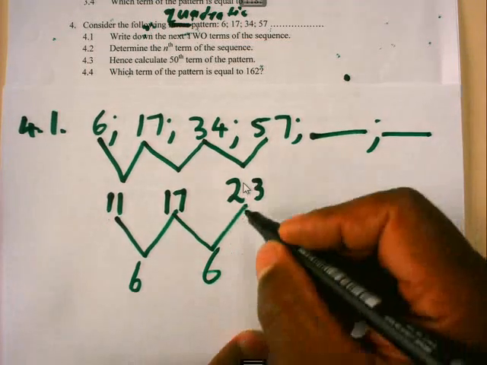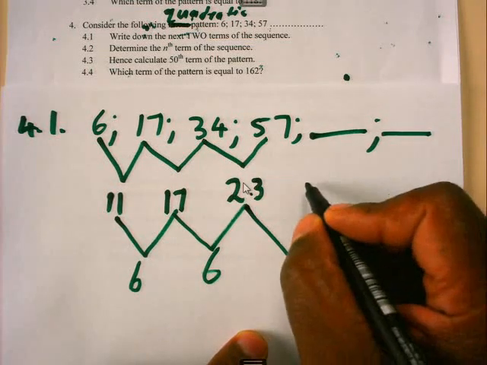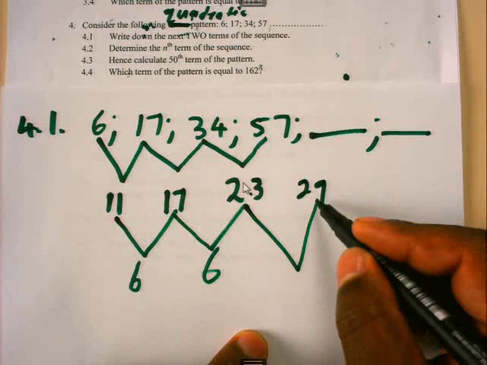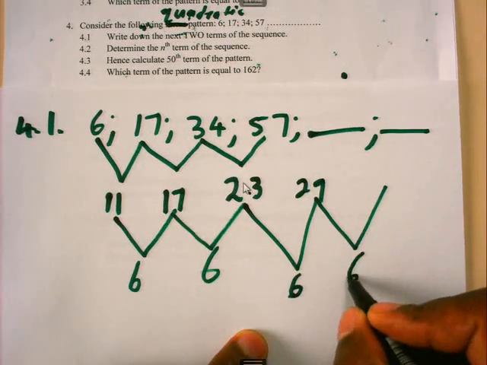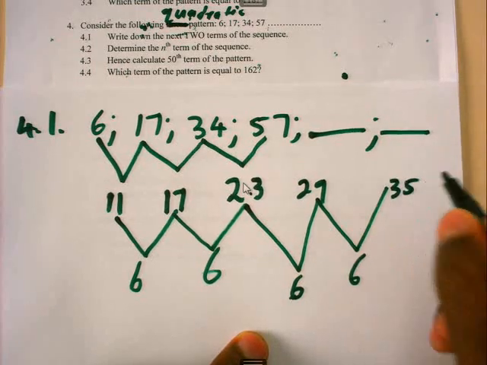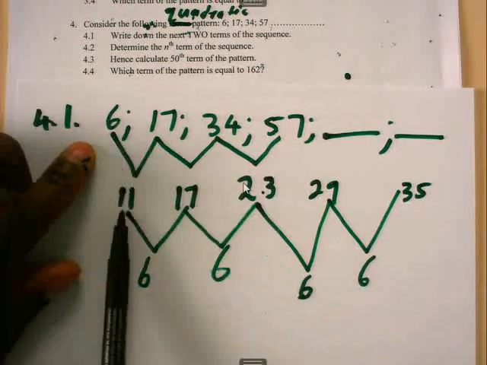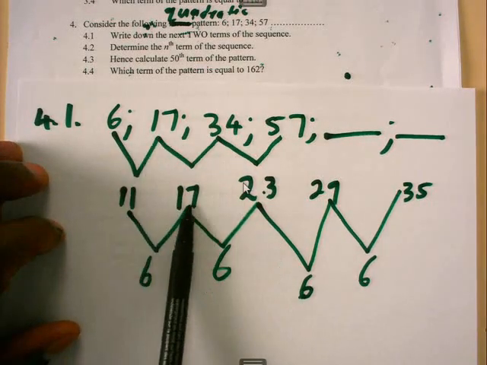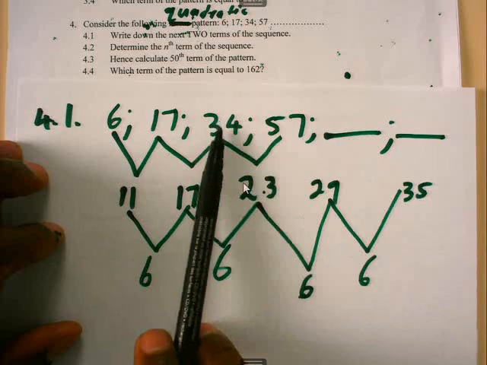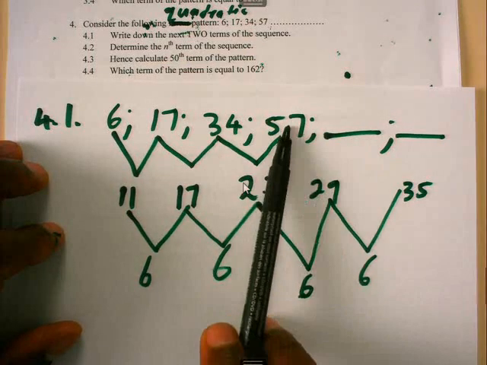Let's continue then. 23 plus 6 will give you 29. 29 plus 6 will give you 35. So it becomes easy for us to continue the sequence. Check: 6 plus 11 is 17. 17 plus 17 is 34. 34 plus 23 will give you 57.